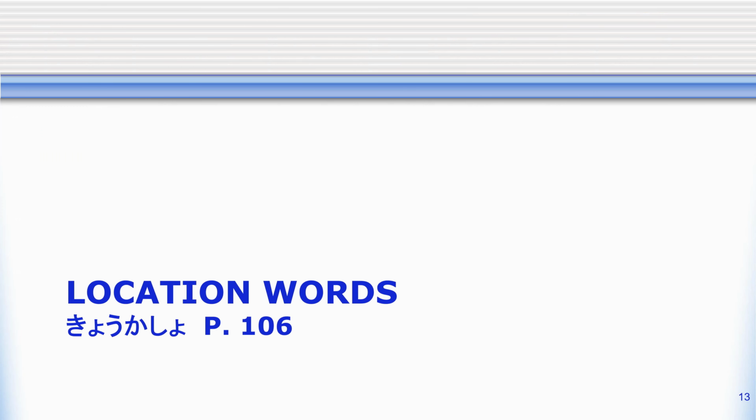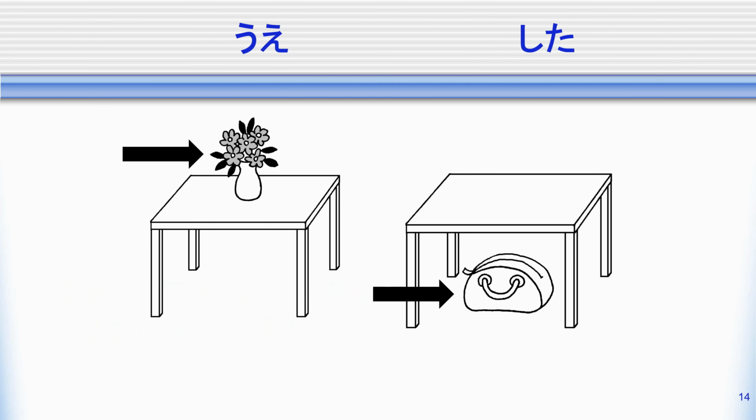Okay, our next video is going to talk a little bit about how we can use location words to describe the position of different objects in a room. So before we get into the specifics of that, I'd like to introduce the location words that are in this chapter. If you want to double check these location words, you can take a look at page 106 of the textbook, and there's a complete list of them.